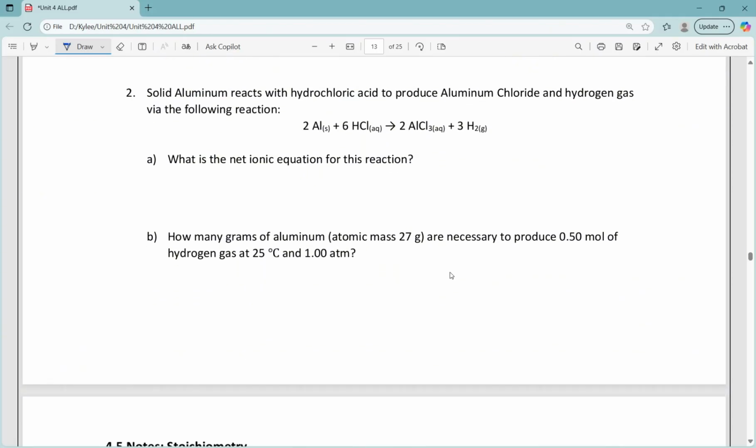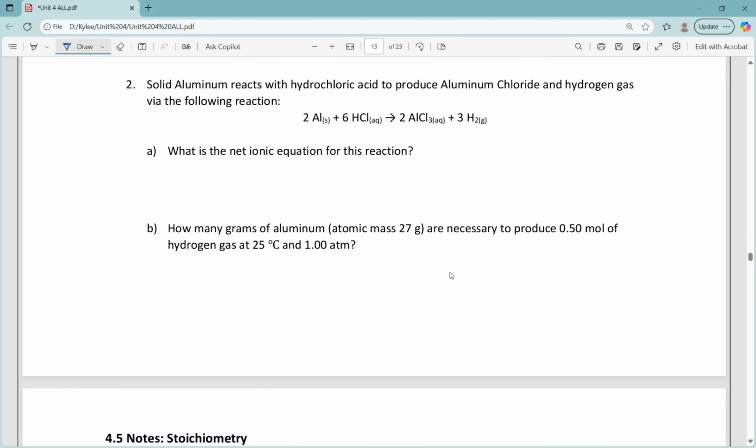On number 2, we have solid aluminum reacts with hydrochloric acid to produce aluminum chloride and hydrogen gas via the following reaction. And the first thing they're asking us is to write a net ionic equation. So this is a throwback to when we covered net ionic equations. Remember, you can only break apart my aqueous.